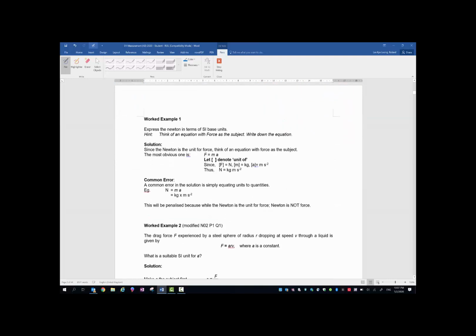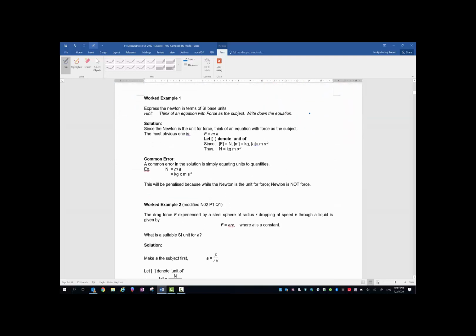Okay. So let's go back to this one. Work example one. Express the Newton in terms of SI base unit. Well, we mentioned just now. So the final answer is kilogram meters per second square. Okay, so this is it.